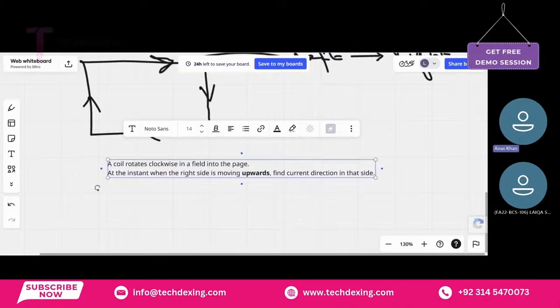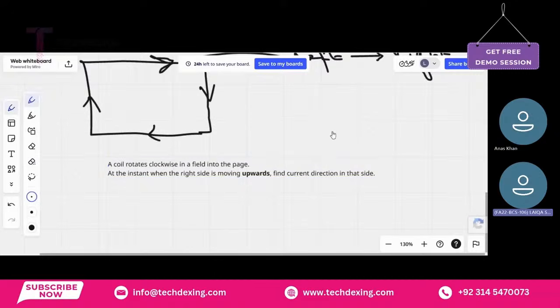So the field goes into the page. We are given the magnetic field and the motion, moving upwards, and we have to find the current. So which rule will we use when we are given the magnetic field and the motion? Which rule do we use? The right hand rule.